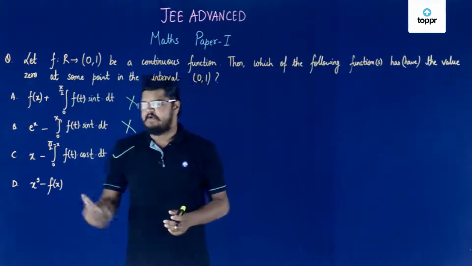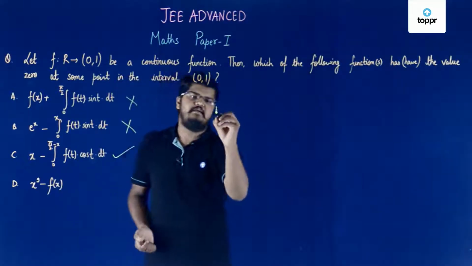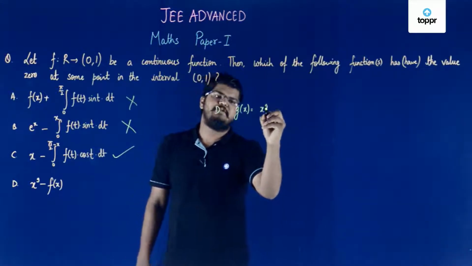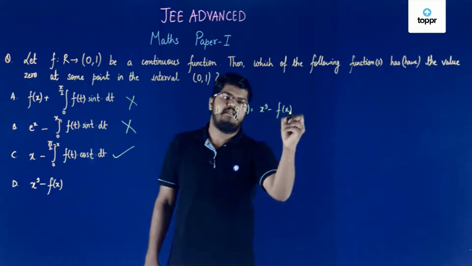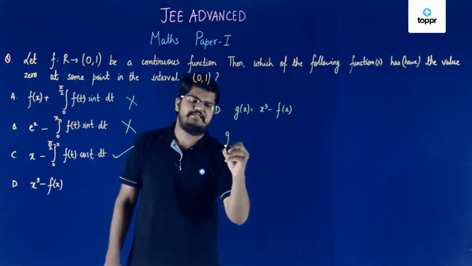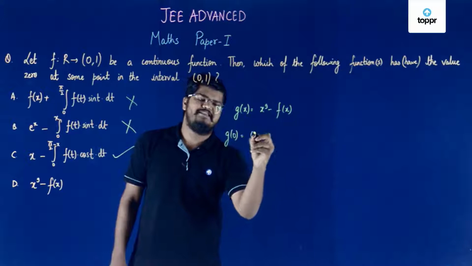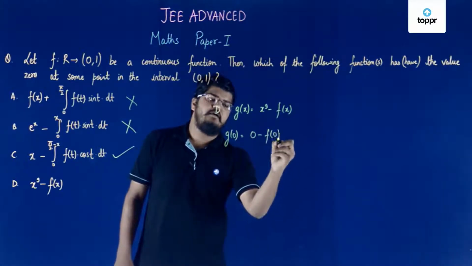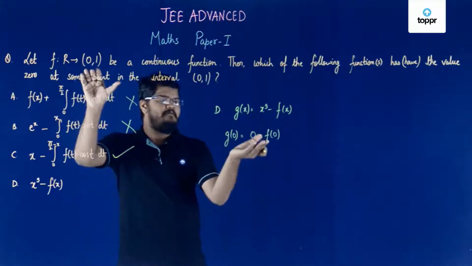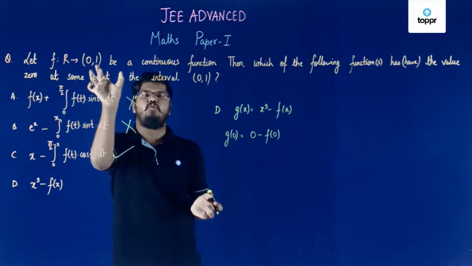Let us now look at this option D. This option D, well, we'll redefine it as g of x is equal to x raised to the power 9 minus f of x. Now, if I substitute the value of x as 0, then we are going to get g of 0 is equal to 0 minus f of 0. The point here is that the value of f of 0 is going to oscillate or be around somewhere in between 0 to 1.